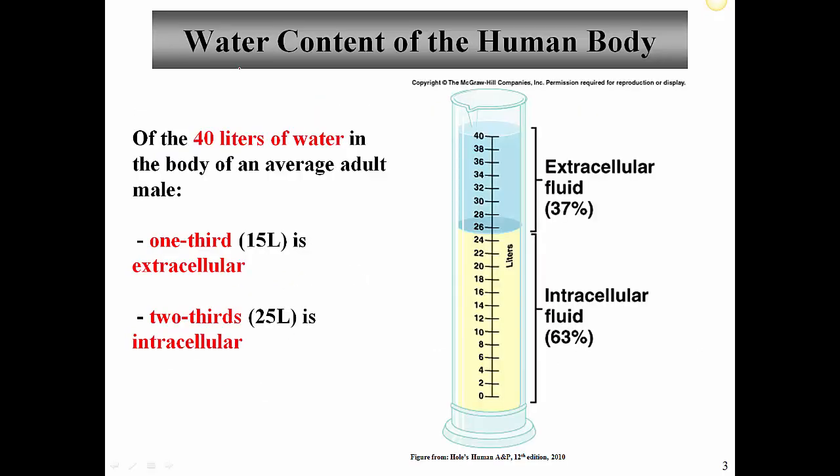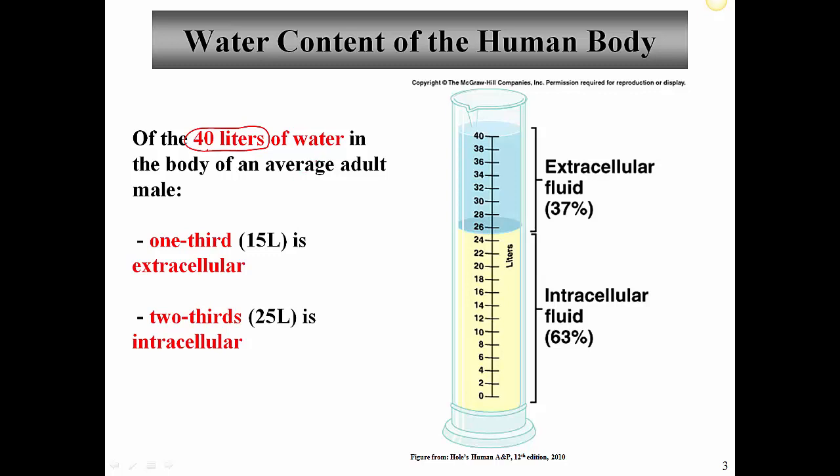Okay, let's talk first about water content of the human body. As you see, we have about 40 liters of water in an average body. And this percentage of water composition in the body varies according to the gender, according to age.